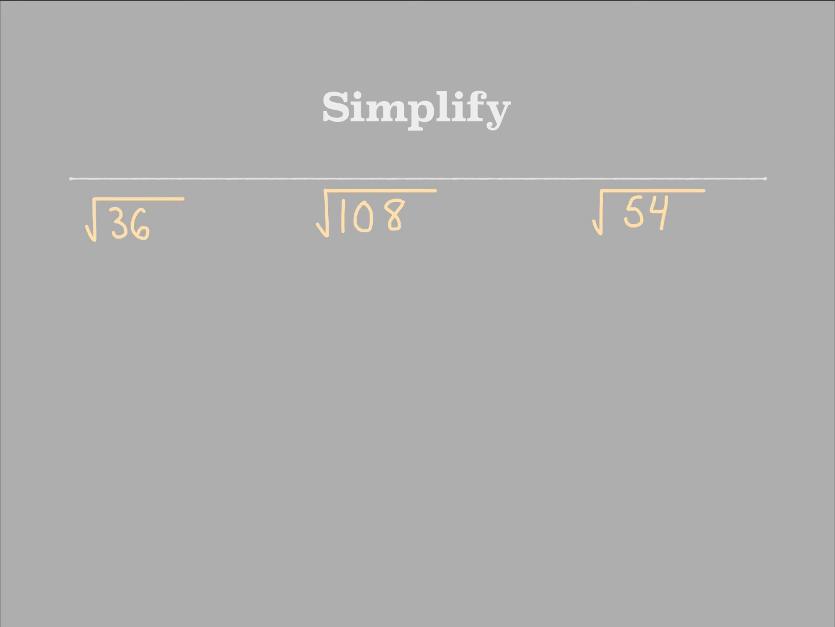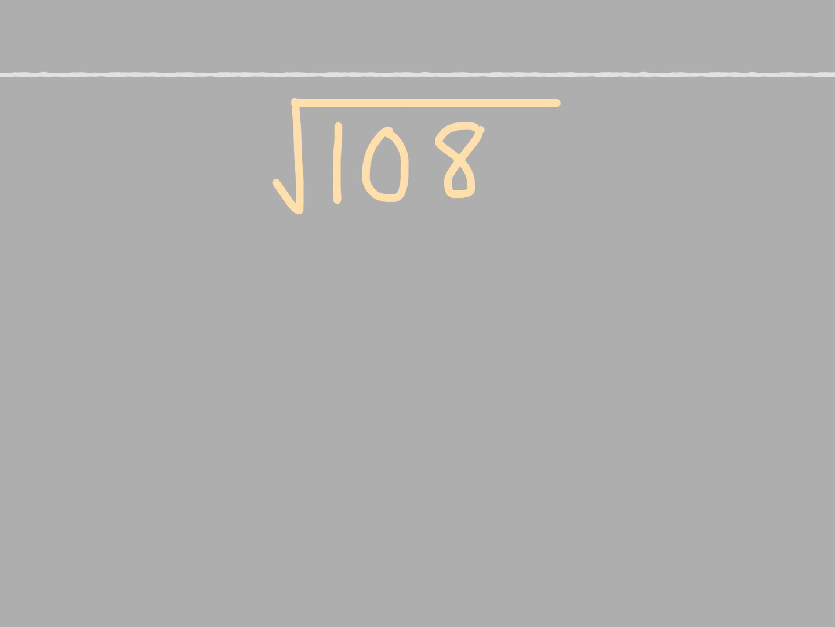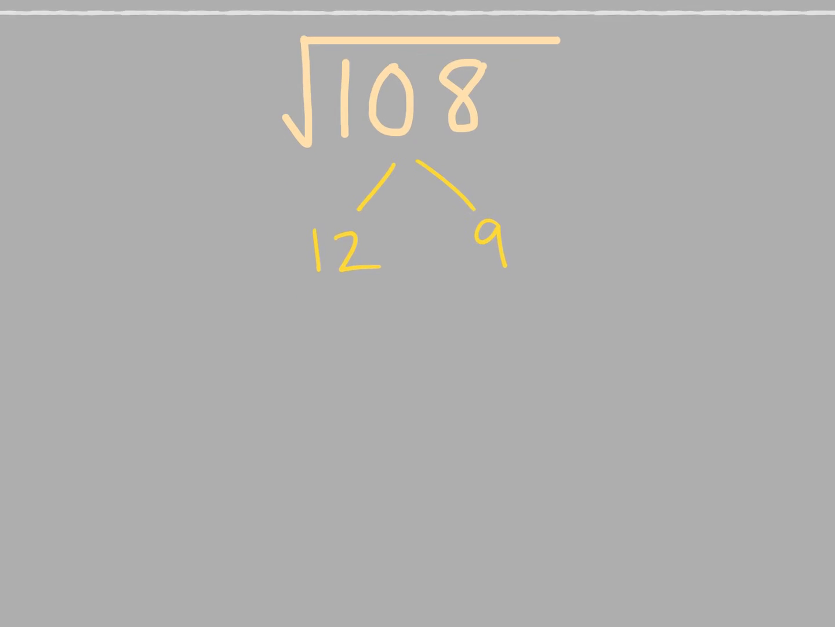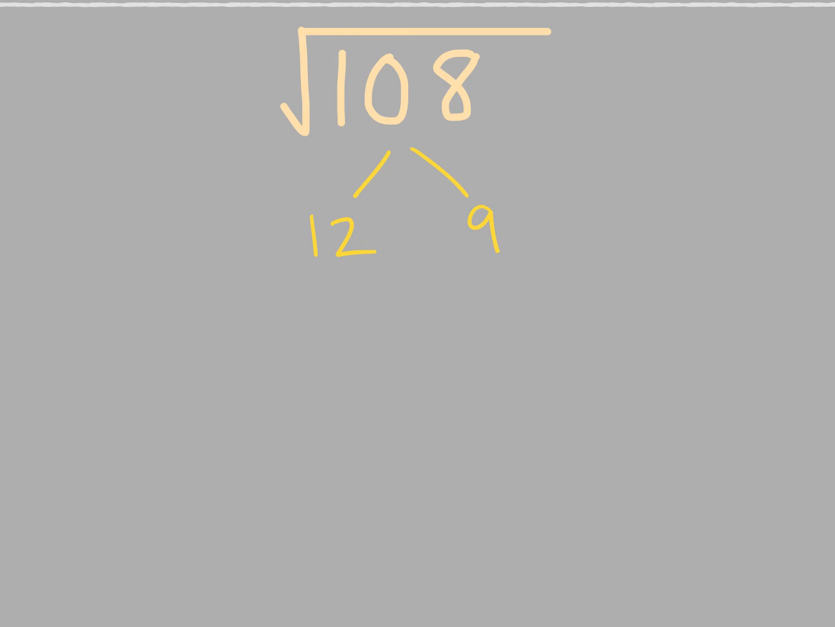All right, so we're going to do the middle one. What are 2 factors of 108? What is it? 12 and 9. Awesome. If you didn't know 12 and 9 were factors, since 108 is an even number, 2 goes into it, so you can just divide it by 2 to find what the other factor is.